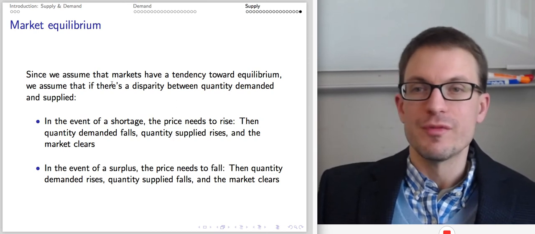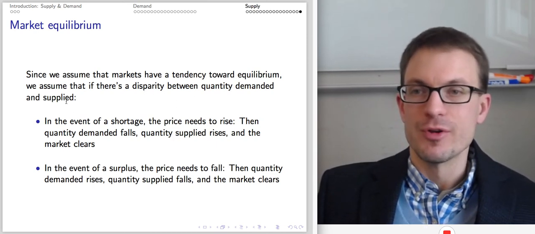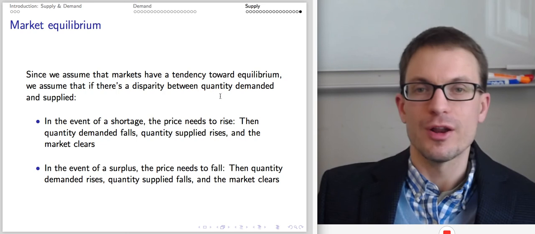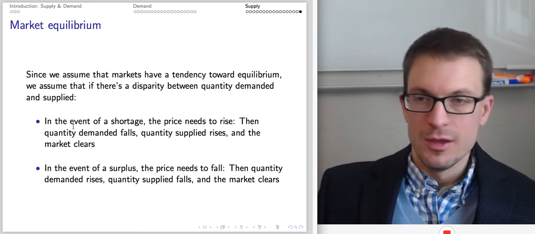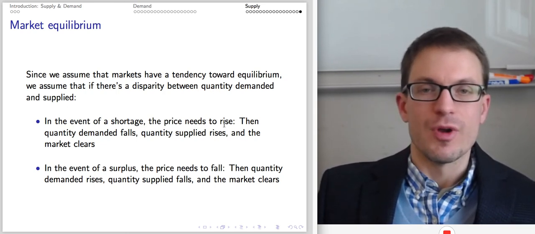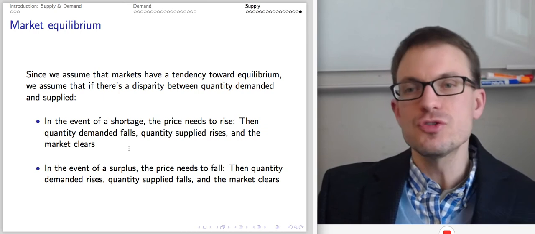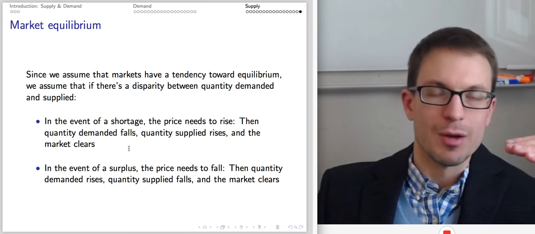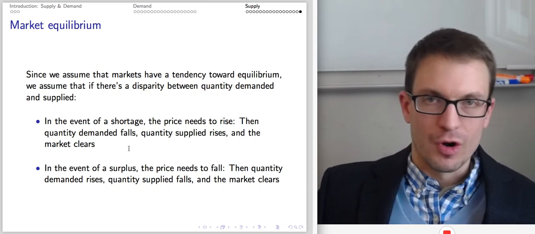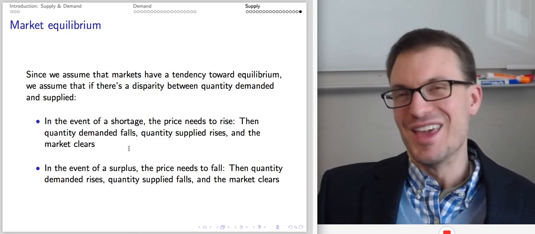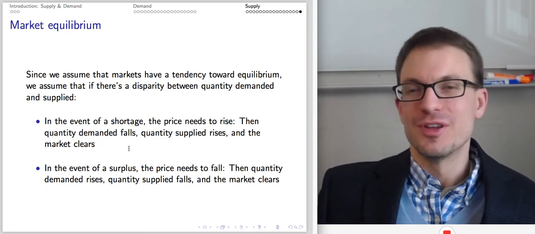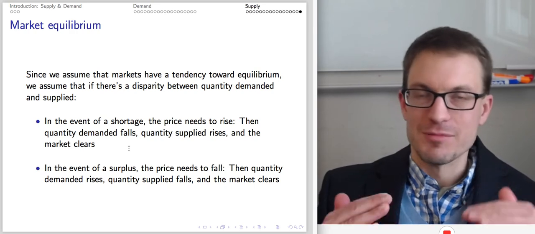Okay, so since we've assumed markets have a tendency towards equilibrium, we assume if there's a disparity between quantity demanded and quantity supplied, in the event of a shortage, the price needs to rise. Then quantity demanded falls, quantity supplied rises, and the market clears. Right? So if the price is too low, the price has to rise, come back to equilibrium. This discourages buyers from purchasing. This encourages sellers to increase the quantity supplied, and the market comes into balance.